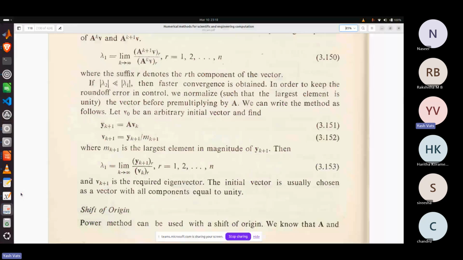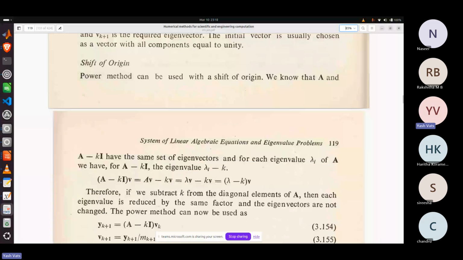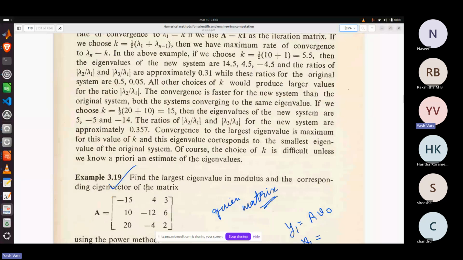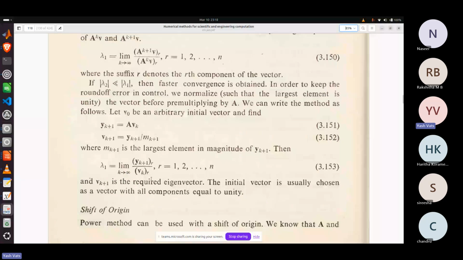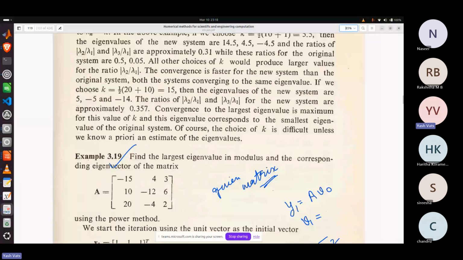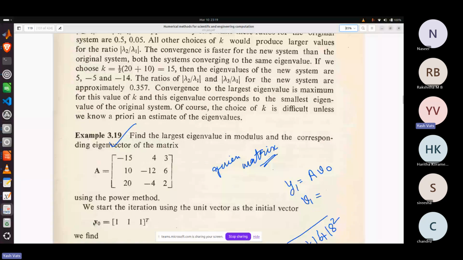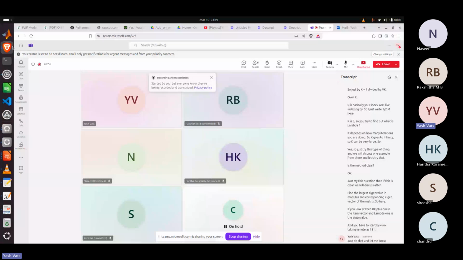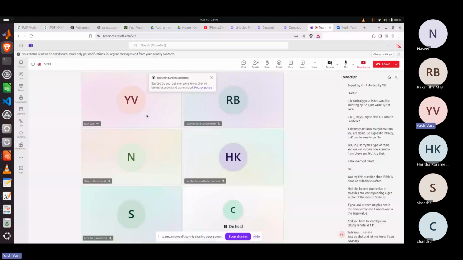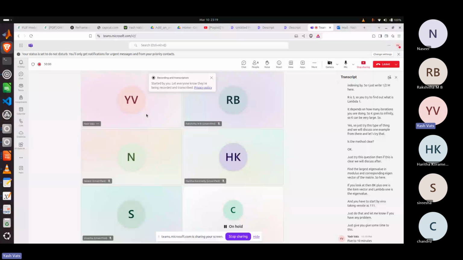Okay, just try this question then. If this is clear, we will discuss after. Find the largest eigenvalue in modulus and the corresponding eigenvector of the matrix. Here, v_(k+1) is the eigenvector and lambda 1 is the eigenvalue, and you have to start with v naught taking as 1, 1, 1. Just do that and let me know if you have any problem. Give some time to this, 5 to 10 minutes, and try to come up with the answer. I want the answer.